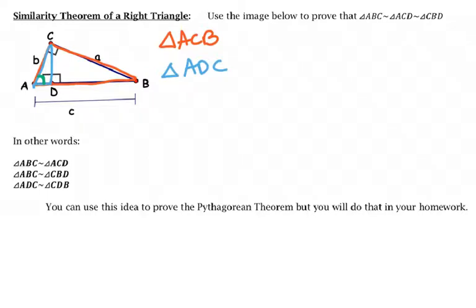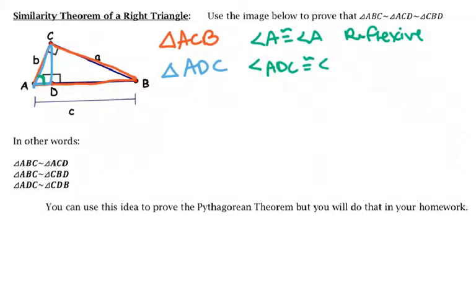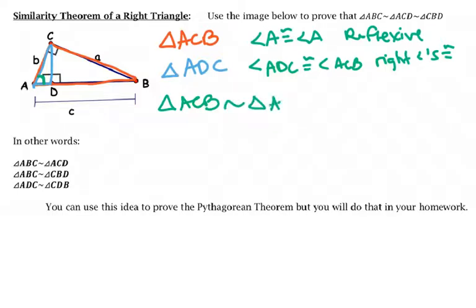So we can say that since angle A is congruent to angle A, that's the reflexive property, and in the small triangle, angle ADC is congruent to, in the large triangle, the right angle ACB, because right angles are congruent. So because of that, triangle ACB is, not congruent, similar to triangle ADC because of angle-angle similarity. Okay, so we've proven that those two are similar.